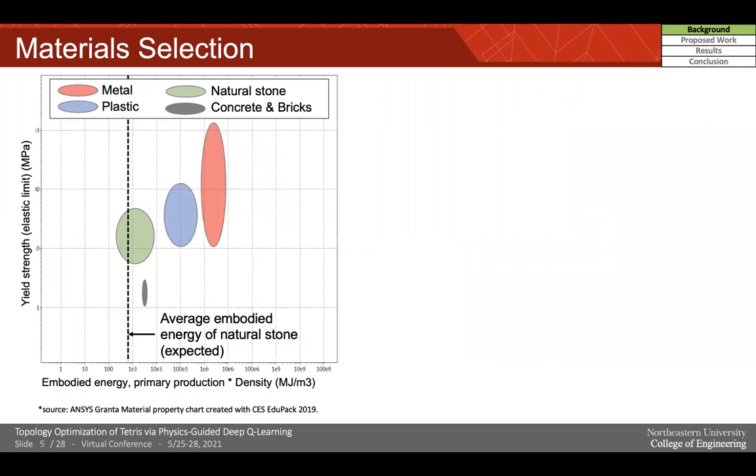Given the two considerations, proper material selection is the key to improve the sustainability of construction ecosystem. This slide shows the plot of embodied energy versus the strength of the materials. We can see that metal and plastic generally have higher embodied energy, while natural stone and concrete bricks have lower embodied energy, which makes masonry a meaningful option for sustainability.